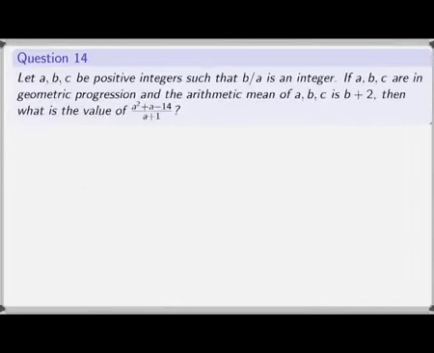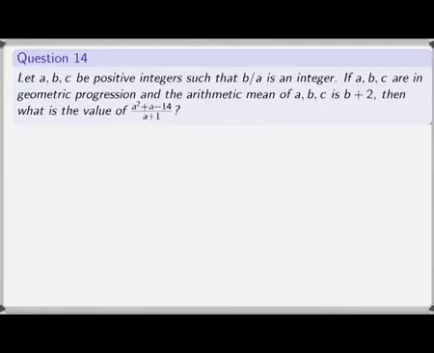This is our 14th question. Let A, B and C be three positive integers such that B by A is an integer. If A, B and C are in a geometric progression and the arithmetic mean of A, B and C is B plus 2, then we shall find out the value of A square plus A minus 14 divided by A plus 1.